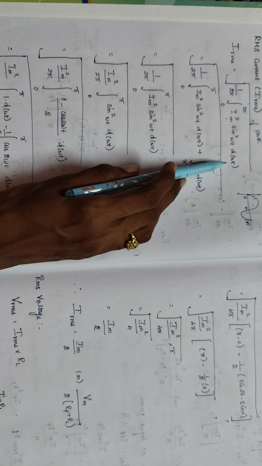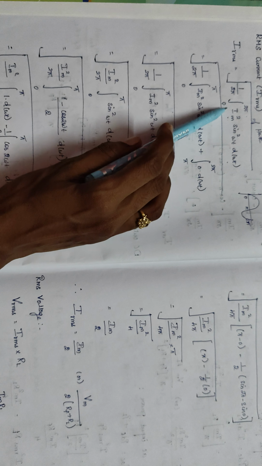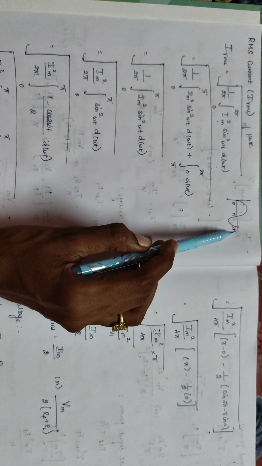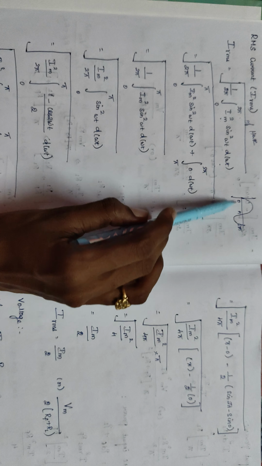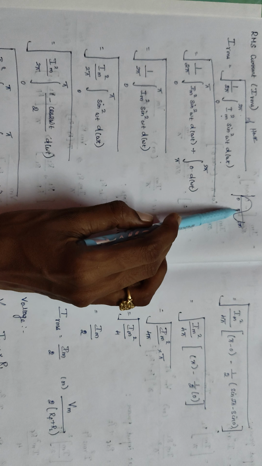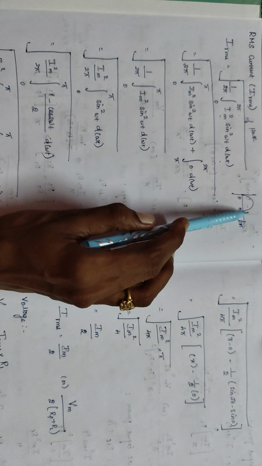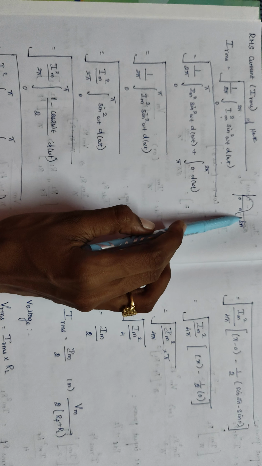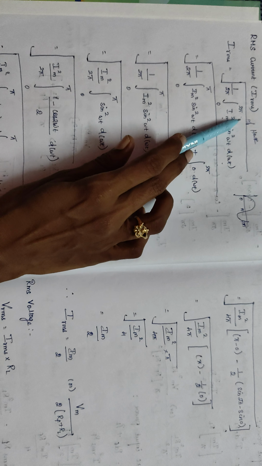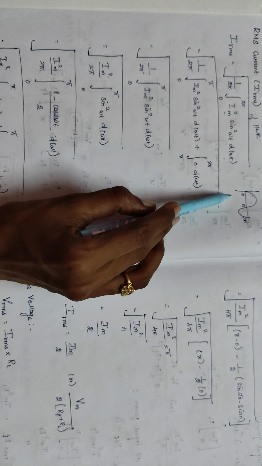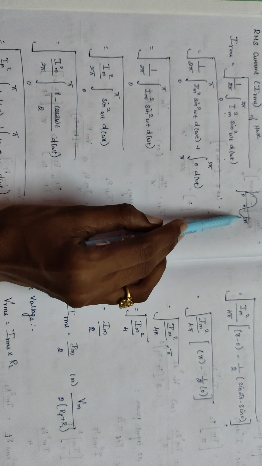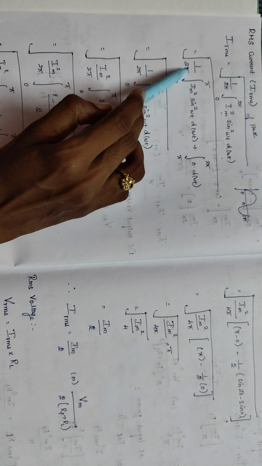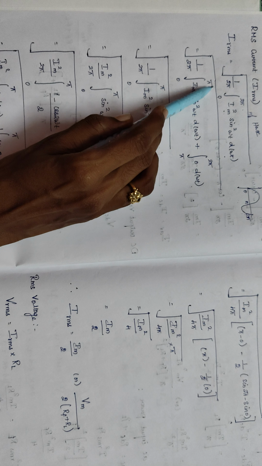Now you can split this 0 to 2 pi wave into a positive half and a negative half. This is a full wave. So 0 to pi is the positive half of the cycle, and pi to 2 pi is the negative half of the wave. So this 0 to 2 pi, you can write as 0 to pi plus pi to 2 pi. Now see here, 1 by 2 pi.